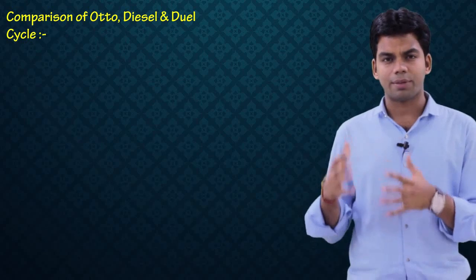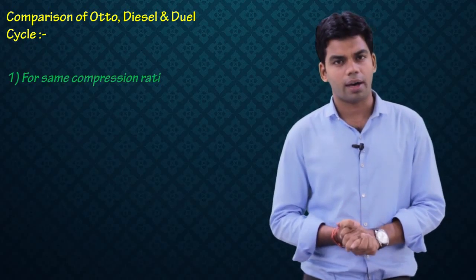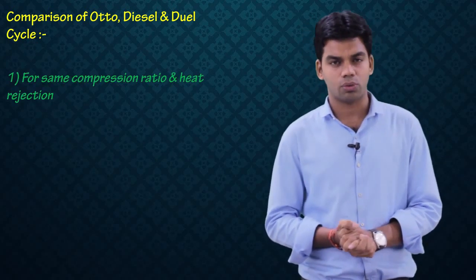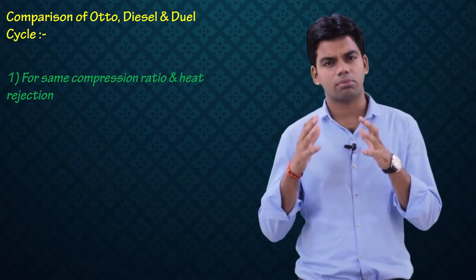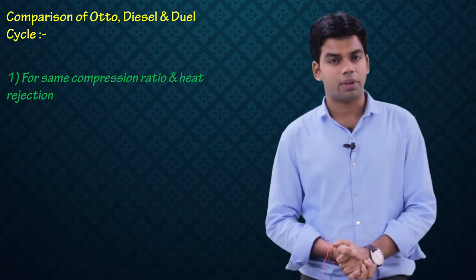Next is the comparison of Otto, diesel and dual cycle. So three types of cycle we have seen. Now let us compare these cycles under different heads. The very first is for same compression ratio Rk and same heat rejection Q2. Compression ratio is same and heat rejection same. Now let us see how we can compare these cycles. Very interesting and very important.